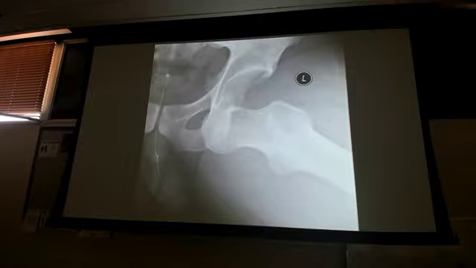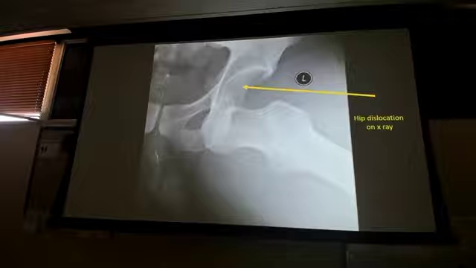Alright, anybody remember though, seriously, which way is it dislocated? Anterior. Yes, anterior, right? Femur going out laterally. That's it, guys. Questions, comments, concerns?